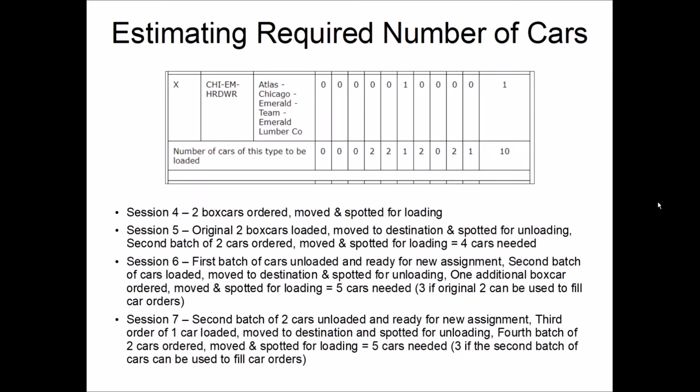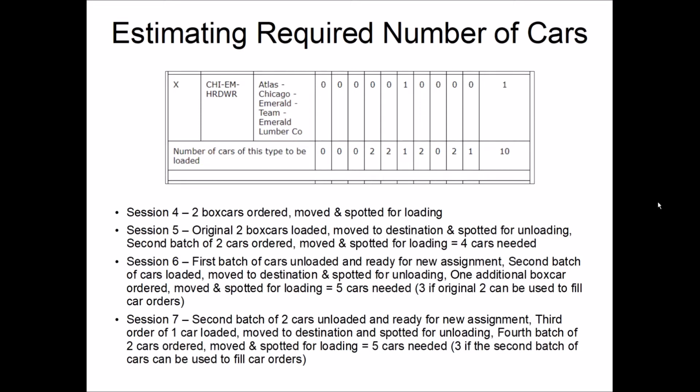Operating session 6, we have another batch of cars that were ordered. So in this case, only 1, but we've got the 2 from the first session 4, 2 from session 5, and 1 from session 6. So now we know we need 5 boxcars on the railroad to be able to handle all this. If the 2 cars that were ordered in session 4 have been unloaded and were able to be used again, then we can get by with just 3 boxcars.